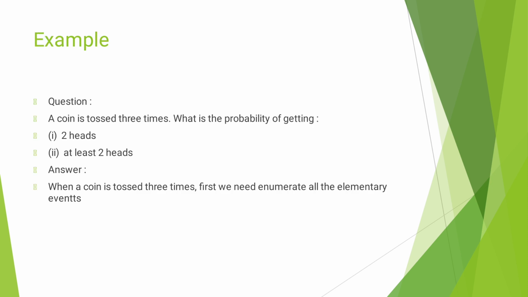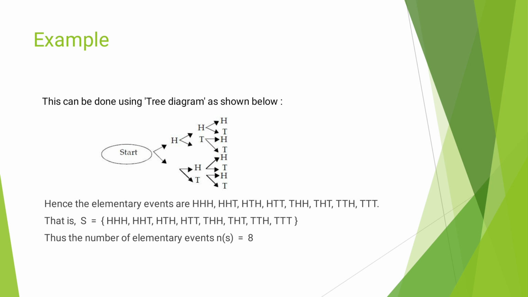Example. Question: a coin is tossed 3 times. What is the probability of getting at least 2 heads? Answer: when a coin is tossed 3 times, first we need to enumerate all the elementary events. This can be done using a tree diagram as shown below.